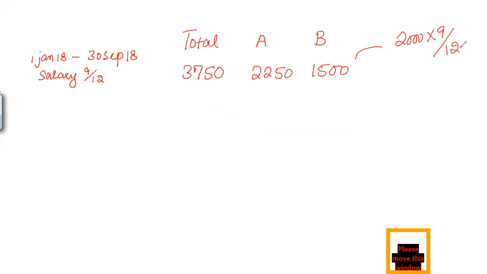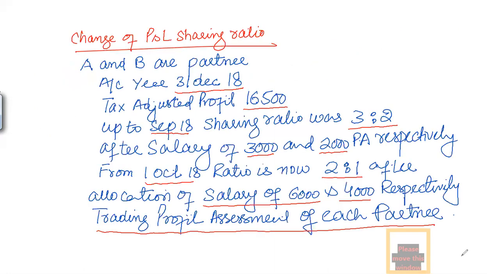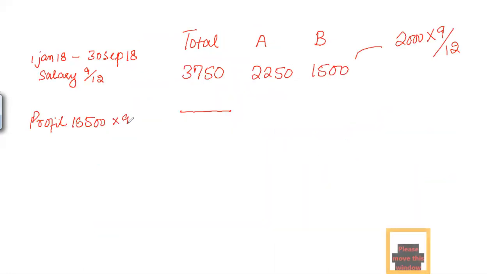Now, there's no interest on capital, so you have to identify the balance of profit. The total profit share that we will get for 9 by 12: the total profit was 16,500. Let me check it again: 16,500, and the proportion is 9 by 12. So the total profit share was 12,375 for the first 9 months. Now take the balance. The balance is 8625. This is the balance of the profit.